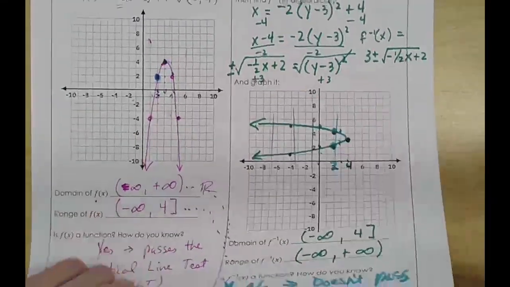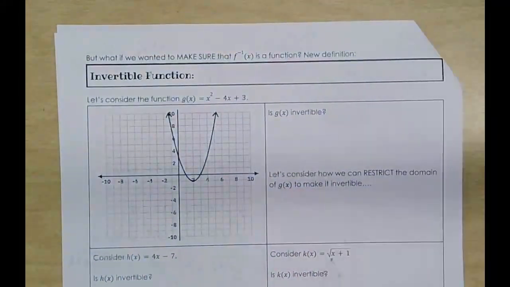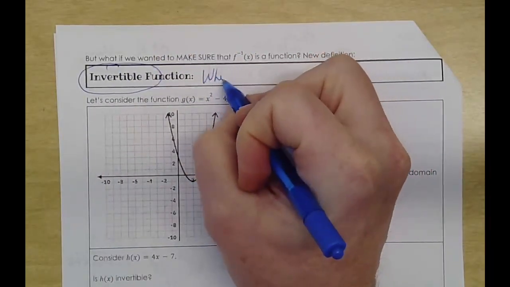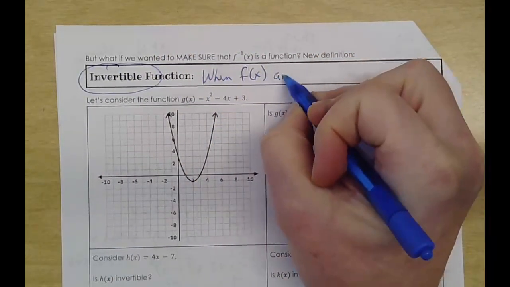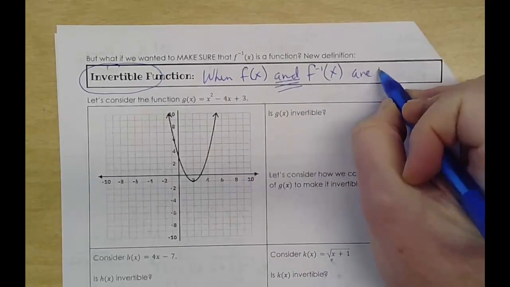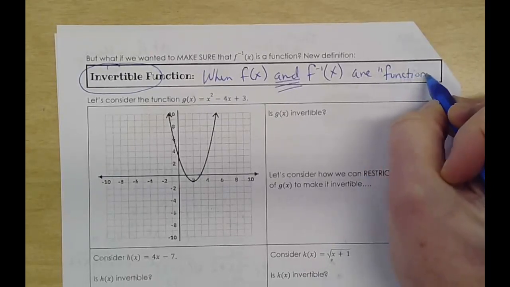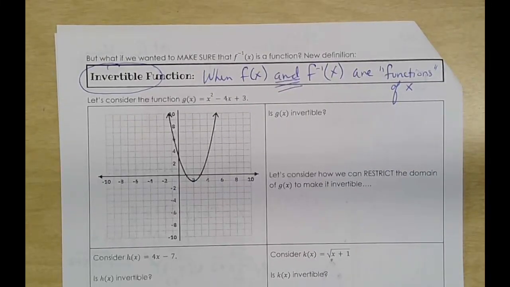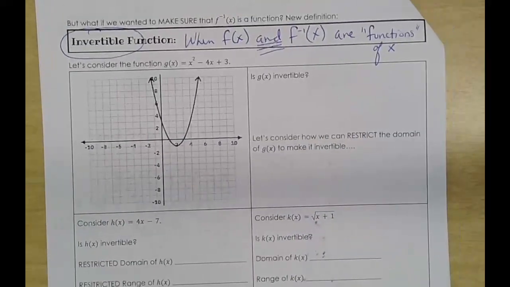So this is all review up to this point. This page has really got the only so-called new stuff to it. What is an invertible function? It's when f of x and the inverse are functions. In other words, the original is a function of x, and then the inverse is also a function of x. So basically, certain graphs are not going to be what they call invertible.